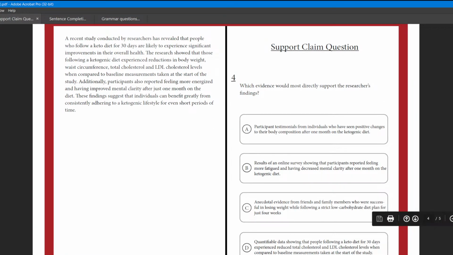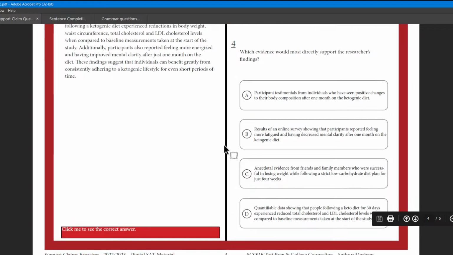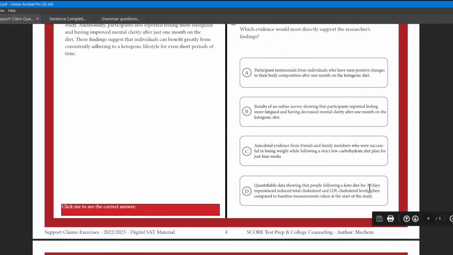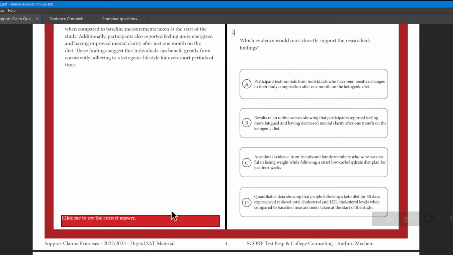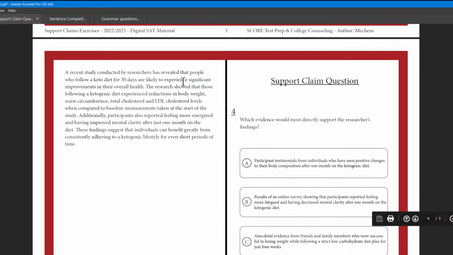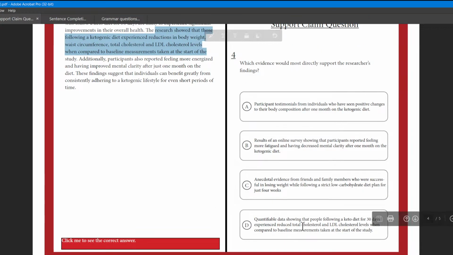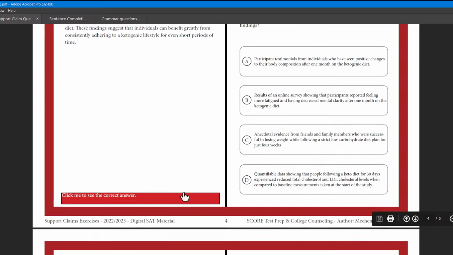Let's take a look at what you got here. Looks like a lot of people said D for 4, so I think we're going to go through this one pretty quick. All right. So D was quantifiable data showing people with the keto diet experienced reduced cholesterol and LDL levels compared to baseline. That seems pretty good to me. The findings, again, I want to look for the word findings. The research showed that they experienced reductions in body weight, waist circumference, total cholesterol, and LDL levels. Okay, so if I see total cholesterol and LDL levels, that's a good match. That's probably the right answer. Yeah, it looks like it is.